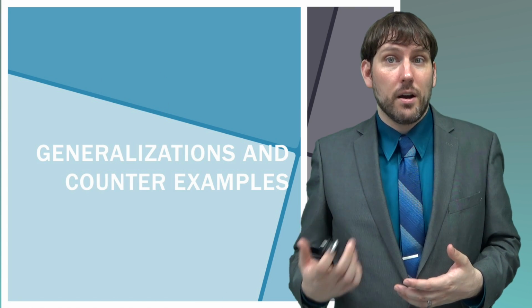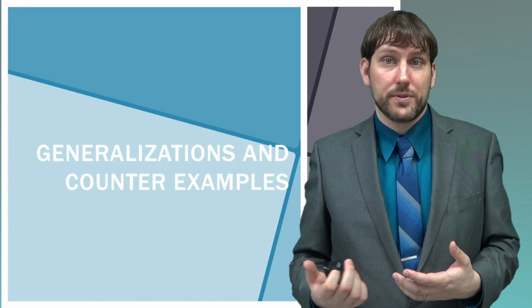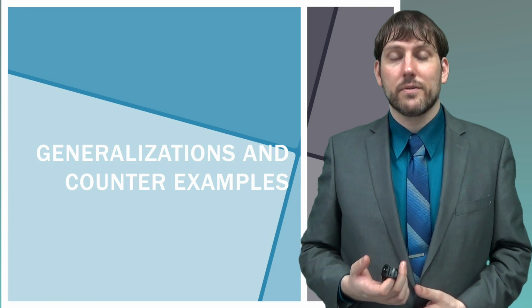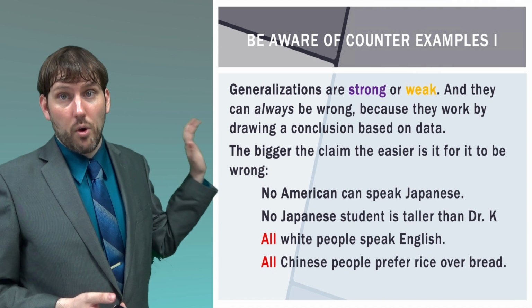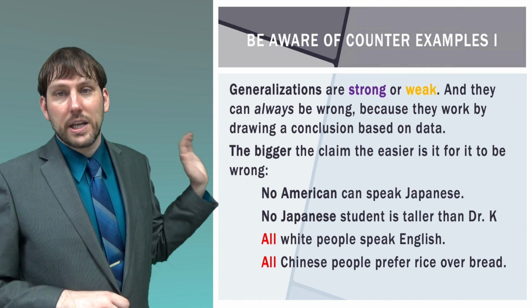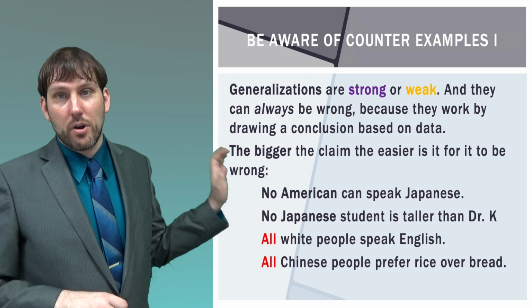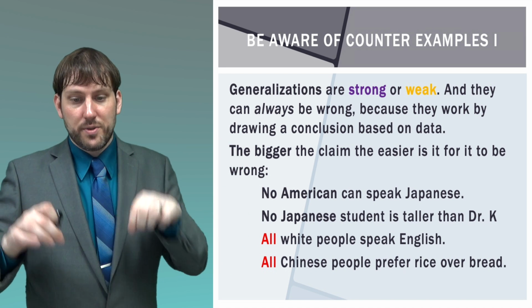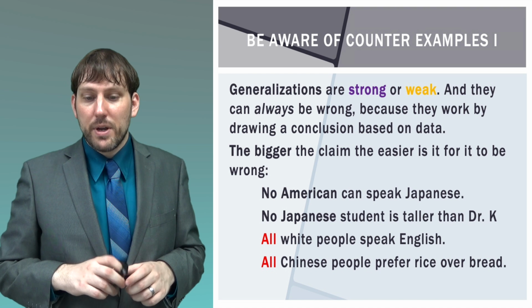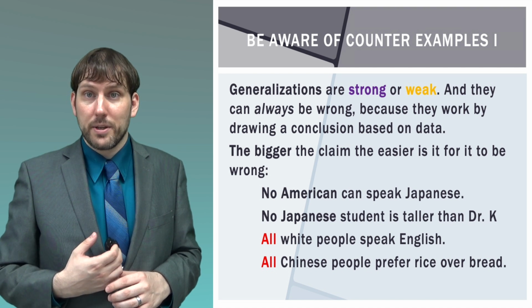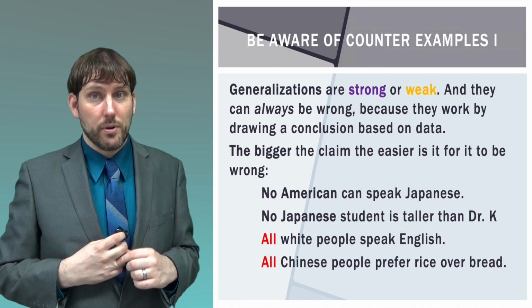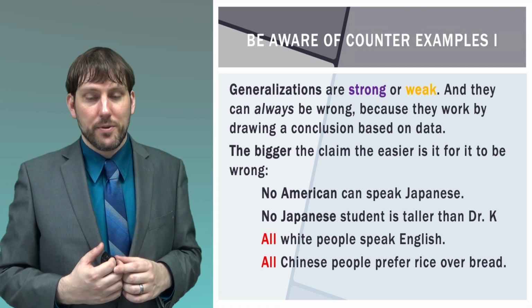Finally, we need to also think about counterexamples. So when we make generalizations, one of the things that can happen is that a generalization is strong or it is weak. And they can always be wrong because they draw a conclusion based on data in this world. So the bigger the claim is, the easier it is for it to be wrong. No American can speak Japanese. This is extremely unlikely to be true. It's very easy to find counterexamples.